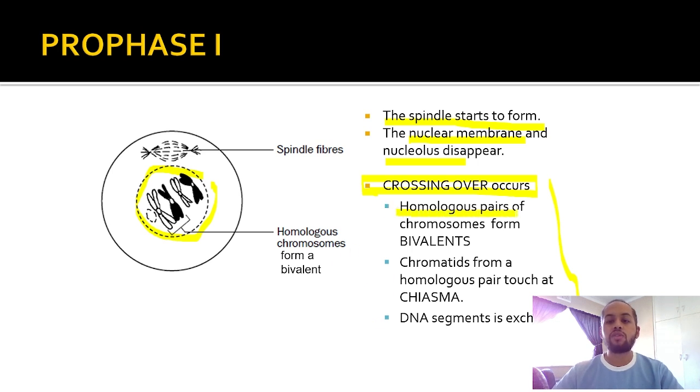So firstly, you have homologous pairs of chromosomes lying next to each other. And when they lie next to each other, they're going to form bivalents. Remember that one chromosome comes from the mother and the other chromosome comes from the father. Therefore, we have a black and a white chromosome. Secondly, your chromatids from a homologous pair touch. And when they touch, they meet at a point. This point is referred to as chiasma, also known as chiasmata. This is the point where your chromatids are going to exchange genetic information, and that is going to increase genetic variation inside the gametes, therefore increasing the chances of survival in the offspring.